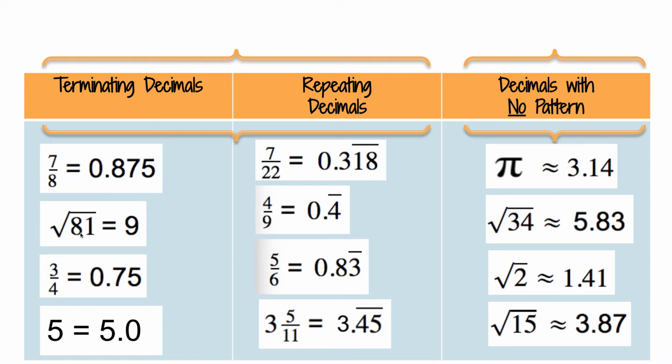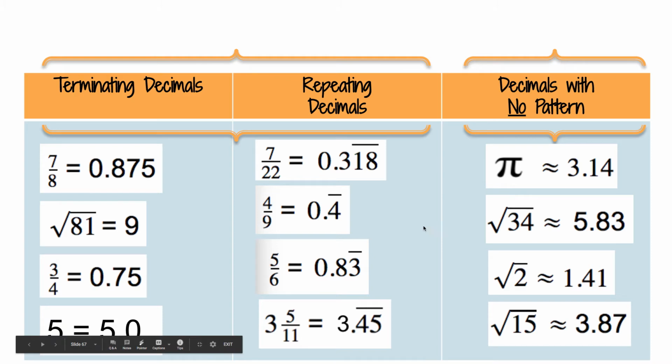The square root of 81, which when you simplify that, you get 9. 3/4, which as a decimal is 75 hundredths. And the whole number 5. You can write whole numbers as decimals, right? It's just the decimal point is normally invisible, right? It's right to the right of the 5 or right to the right of the 9. Change anything you need to in your first column right now.